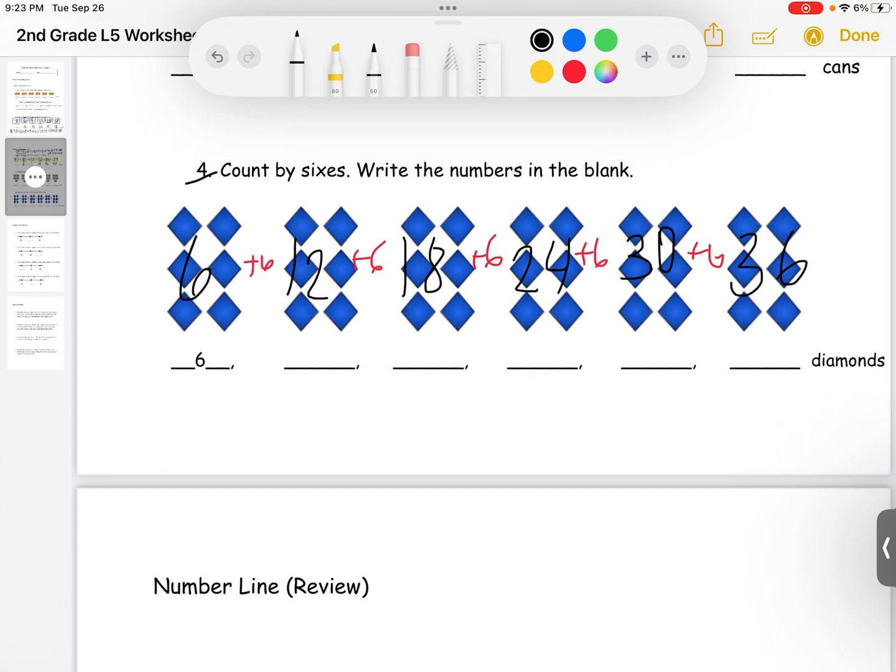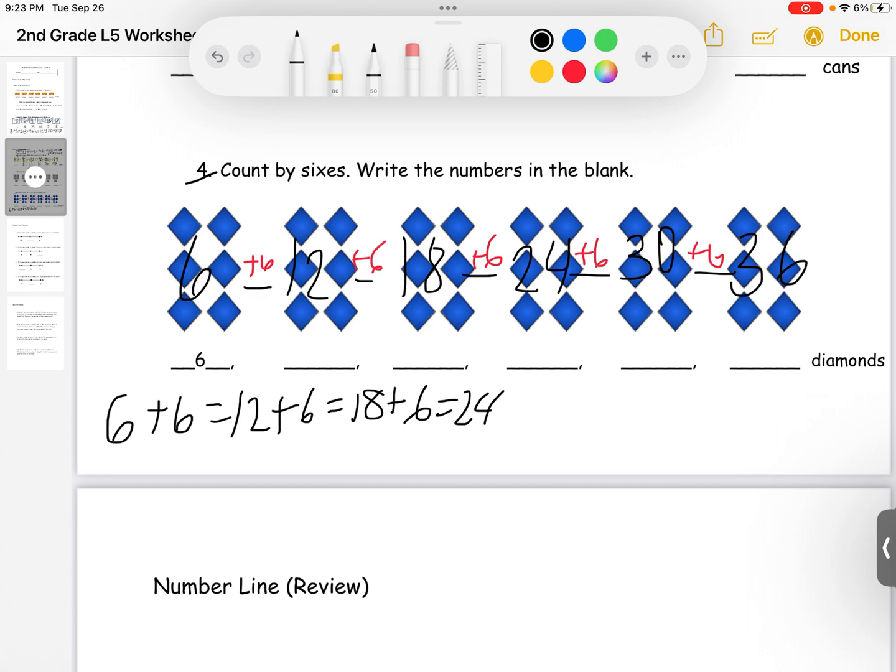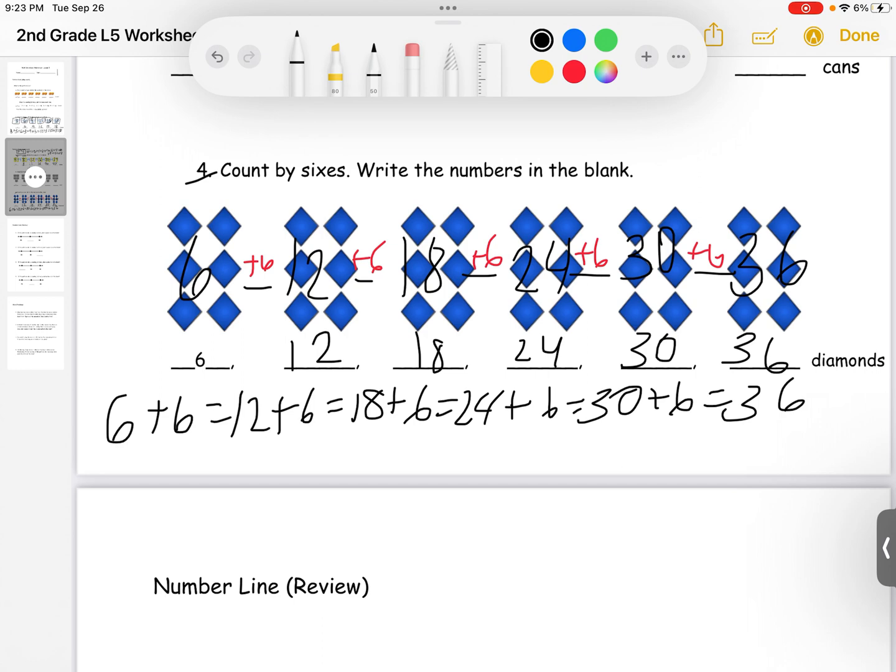It's easier when you think about adding 6 instead of just jumping up from 6. So it looked like 6 plus 6 equals 12. 12 plus 6 equals 18. 18 plus 6 equals 24. 24 plus 6 is 30 and not 36. And 30 plus 6 equals 36 diamonds. So I write 6, 12, 18, 24, 30, and 36 diamonds.